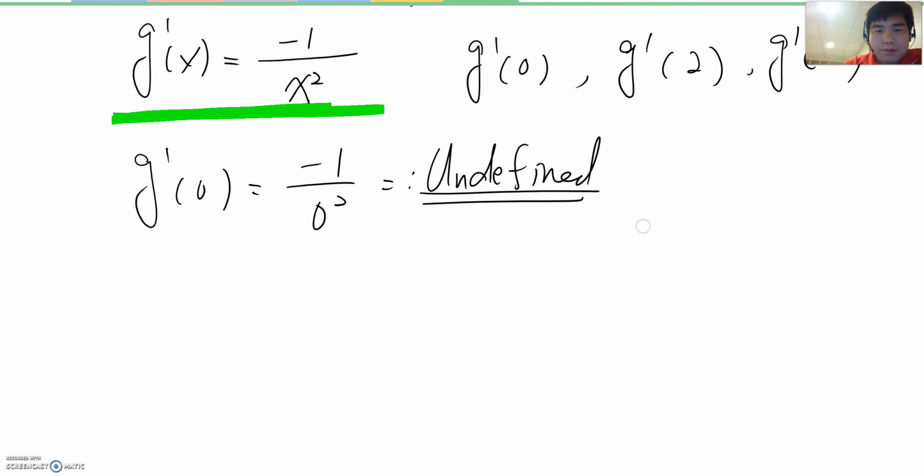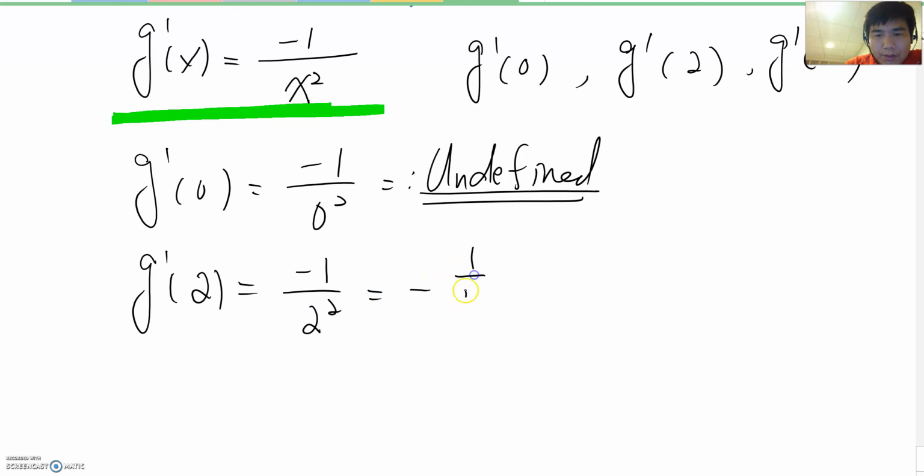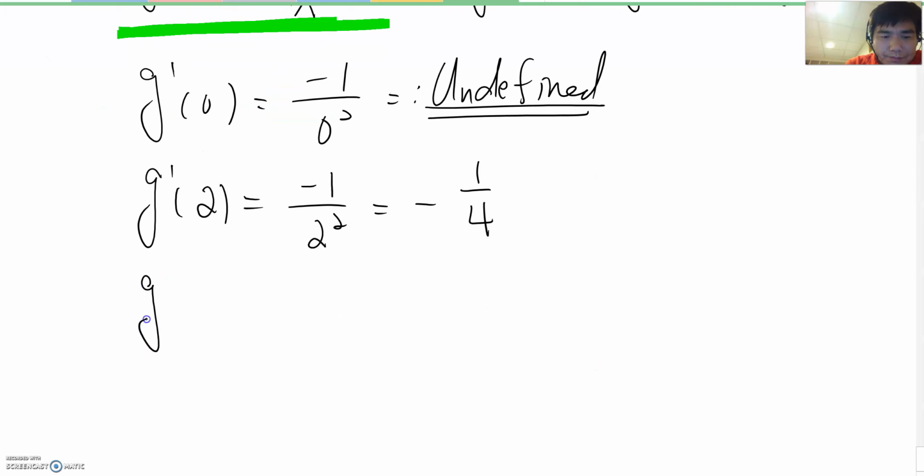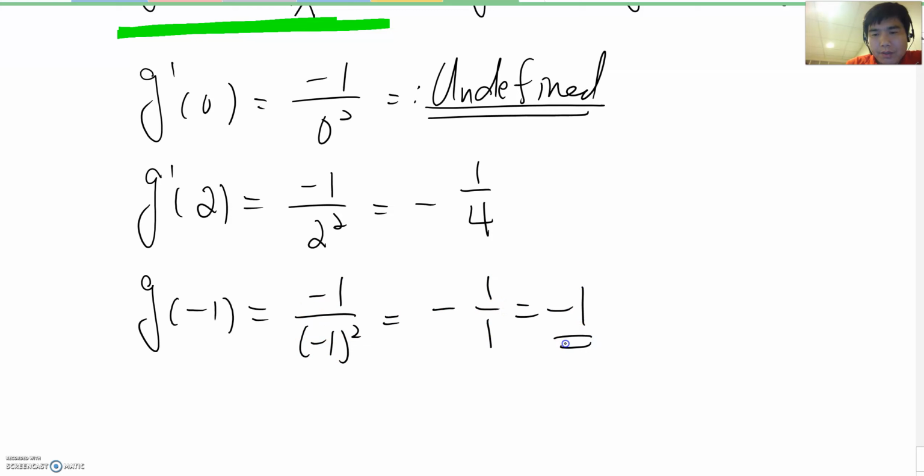And now, g prime of 2 means negative 2 over 2 squared, which is negative 1 over 2. Now g prime of negative 1: negative 2 over negative 1 squared, then negative 2 over 1, so it becomes negative 2. Okay, so those are basically the tangent line slopes for these cases.